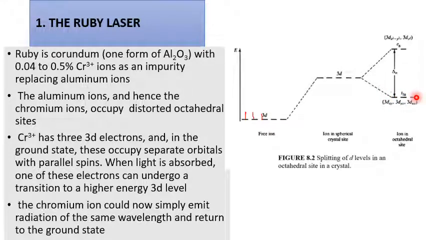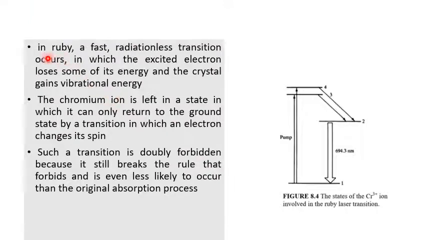But when a photon of exact energy is absorbed, one of these electrons will jump into the high energy, doubly degenerate 3d level. The chromium ion could now simply emit radiation of the same wavelength and return to the ground state. So when the electron from here returns to the ground state, a photon of the same wavelength can be emitted. In ruby, a fast radiationless transition occurs, in which the excited electron loses some of its energy and the crystal gains vibrational energy.